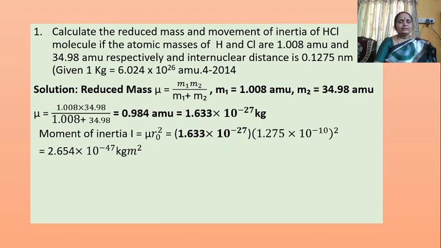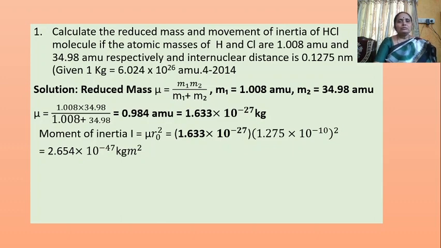First of all, let us consider the first problem: calculate the reduced mass and the moment of inertia of the HCl molecule if the atomic masses of hydrogen and chlorine are 1.008 atomic mass unit and 34.98 atomic mass unit respectively, and the internuclear distance is 0.1275 nanometer. Given 1 kg is equal to 6.024 into 10 raised to 26 atomic mass unit. This was a problem which had appeared for 4 marks in 2014.